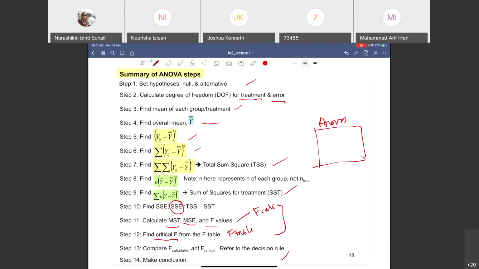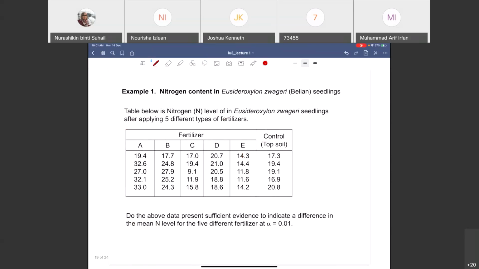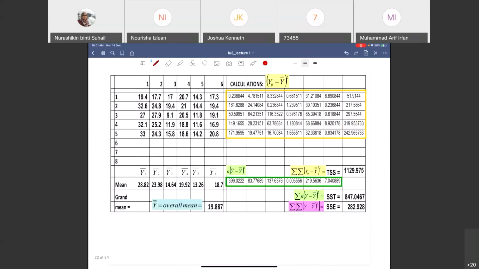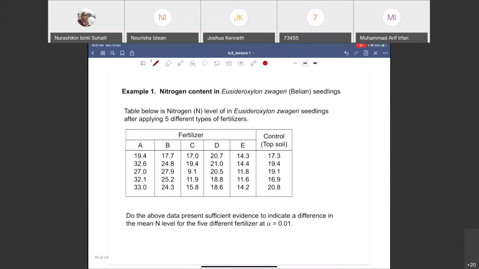It's actually quite lengthy, quite tedious, I know. So let's have a look at this problem. Let me see where you have it. Okay, that's the problem. So this is an example of a problem that requires ANOVA. And how do you know that? You can see that there are more than 2 samples. Each of these is a sample. There are 5 samples given.